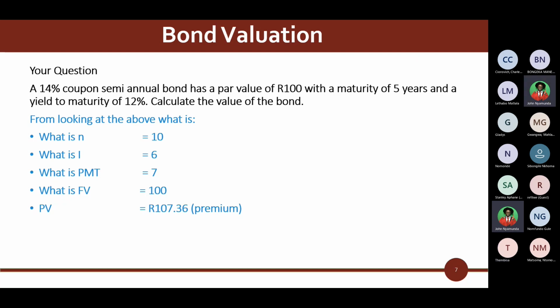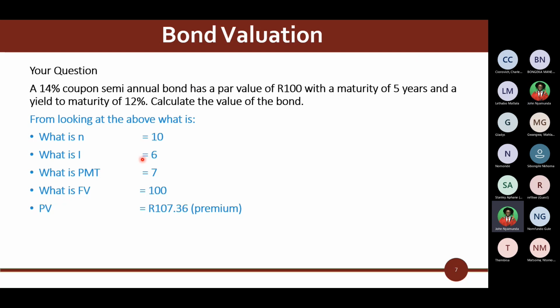Okay, there's a hand up, yes, Bongeka. Morning, sir. I just wanted to ask, how did we get the I of 6? We said 12 divided by 2 because remember it's a semi-annual bond. Oh, okay. So we divided by 2. If it was annual, it was going to be 12%. Yes, it was going to remain 12. All right. Thank you very much, sir.